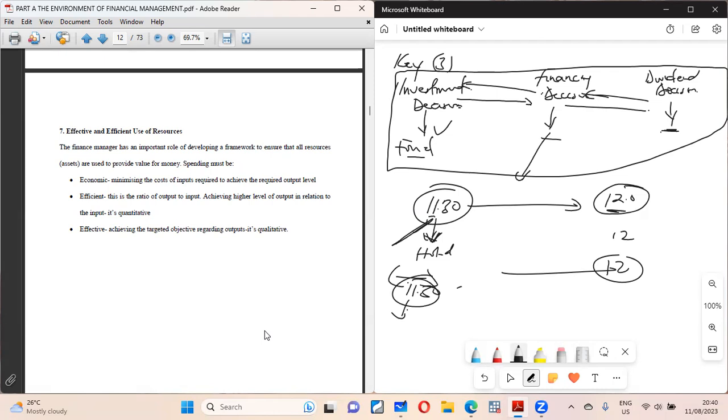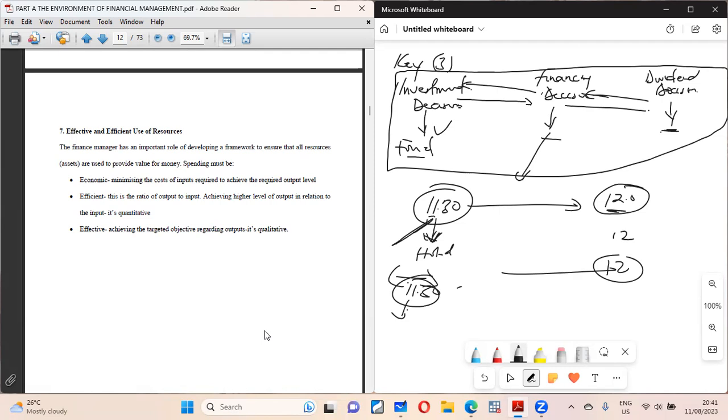Then the last function of the financial manager is effective and efficient use of resources. These are what we call the value for money concept: economy, efficiency, and effectiveness. What is economy? Economy is that you are getting the thing at a lower price without compromising on quality. So you get the thing at a very cheap price, but you don't compromise on quality.